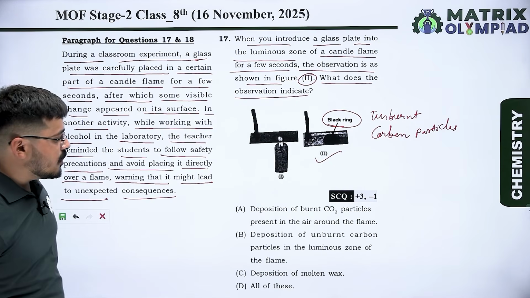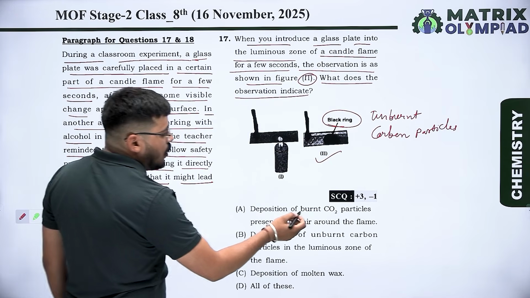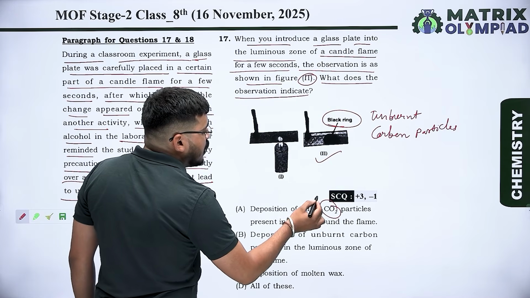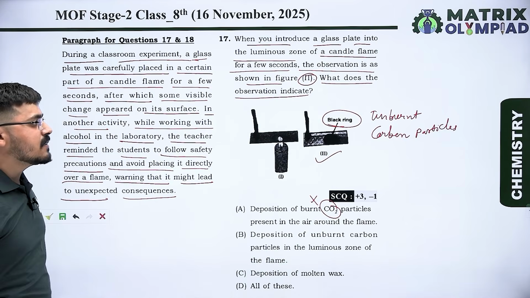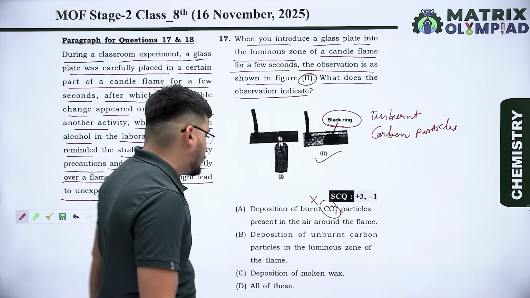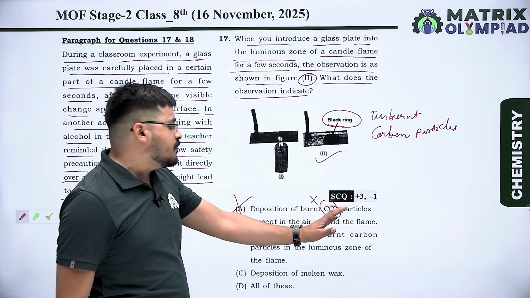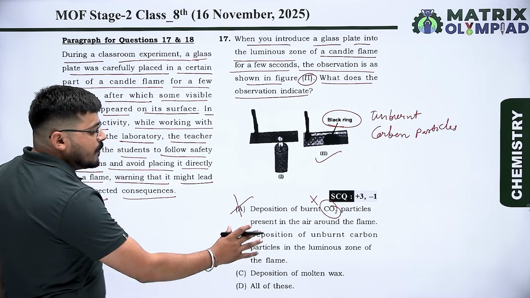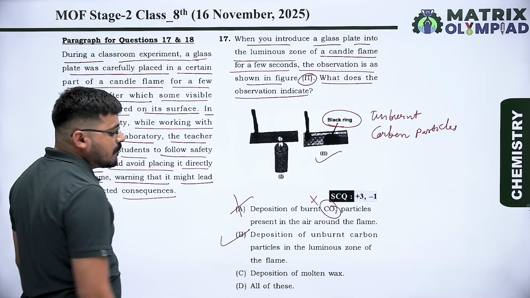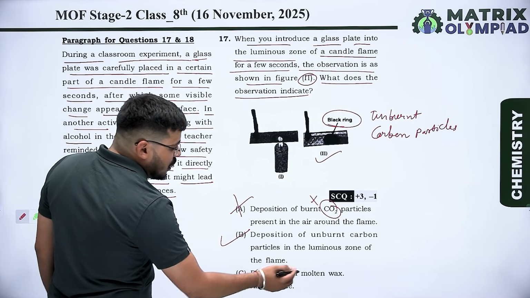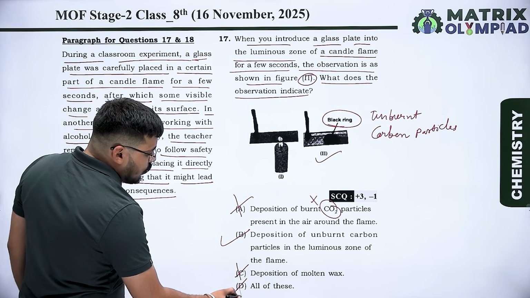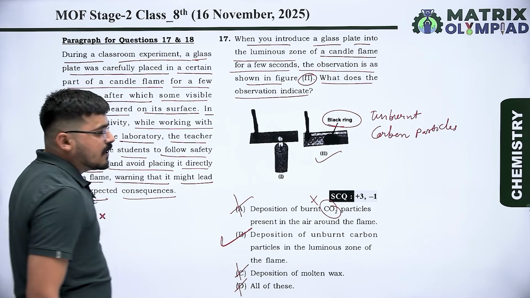So let's check the options. Option number A, deposition of burnt CO2. No. It is not burnt CO2 particles, it is unburnt carbon particles. So option number A is wrong. Option number B, deposition of unburnt carbon particles in the luminous zone of the flame. Yes, option number B is correct. Deposition of molten wax, no. All of these, no. So our correct answer is option number B.